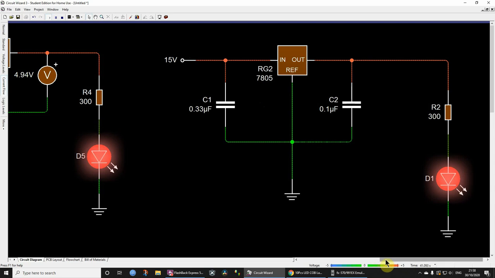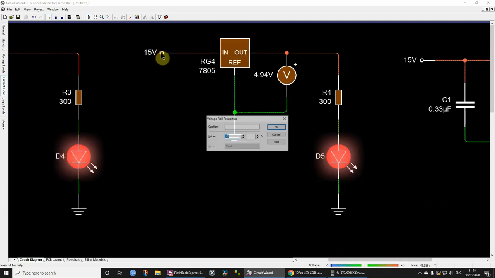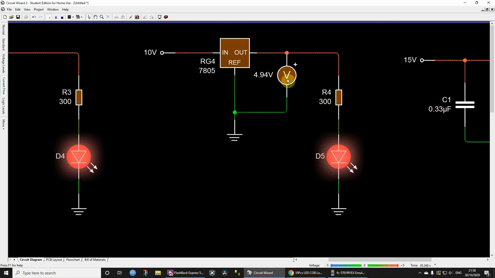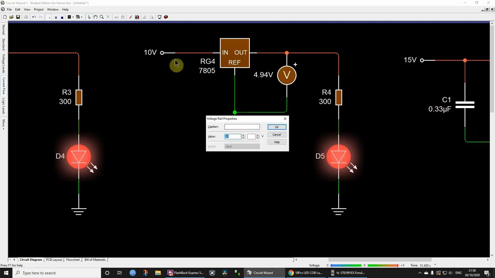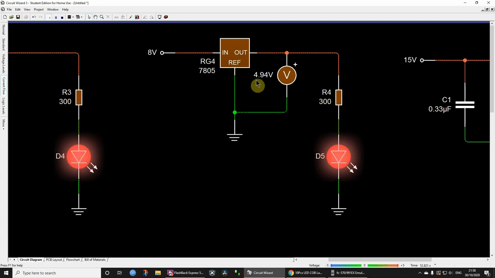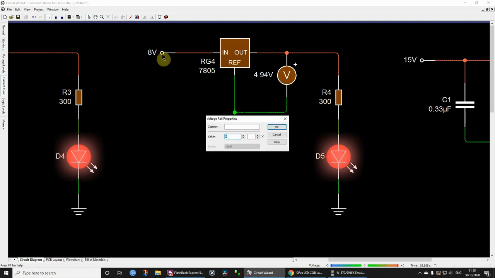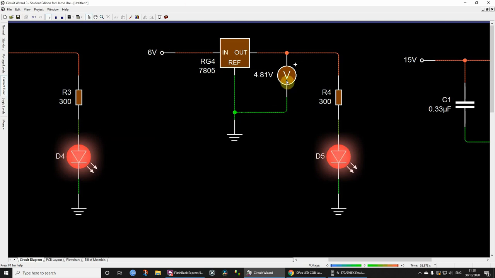So if we change the input voltage, say to 10 volts, it still maintains the output voltage, which is constant. This is called line regulation. If we change the line voltage, we are not changing the load voltage. If I change it down to 8 volts, it's still okay. But if we go a little bit too close, like 6 volts, then the output is dropping. So do remember that we've got to have a minimum of 2 volts across there.